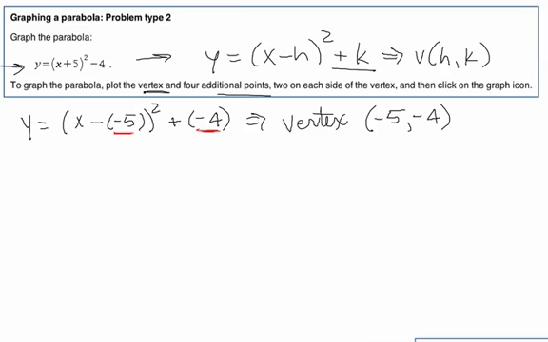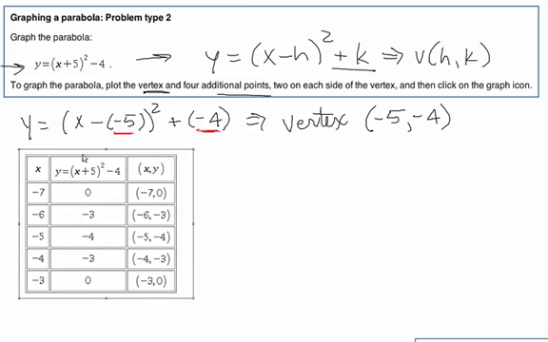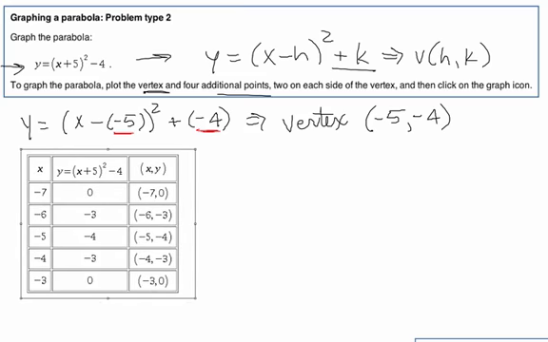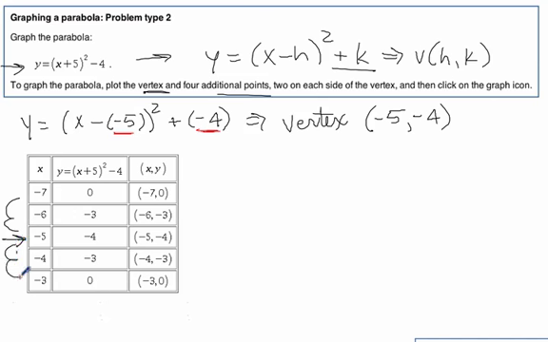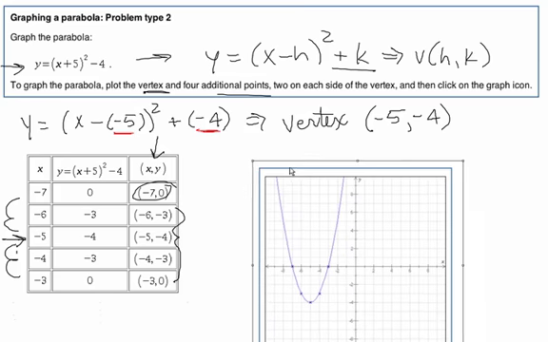So what do we do with that? Well, we make our little chart. We place the (negative 5, negative 4) in the middle, and then we find 2 points left and 2 points right. Plug them in, calculate so that we get all of our points, then graph. And this is what we get.